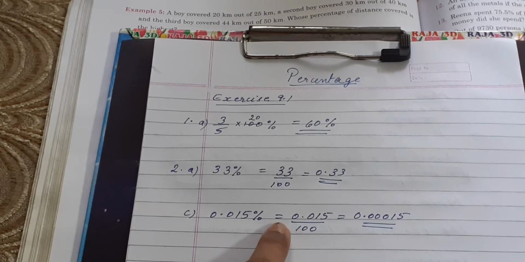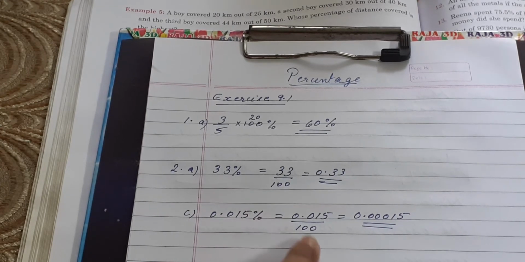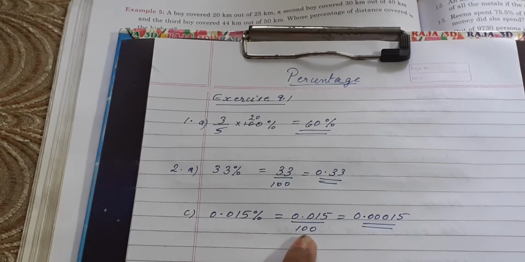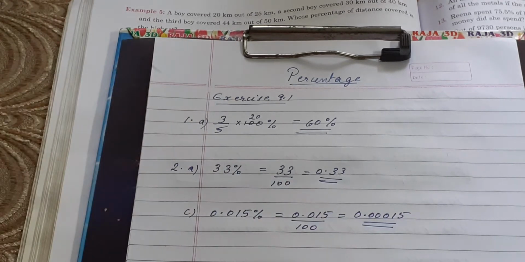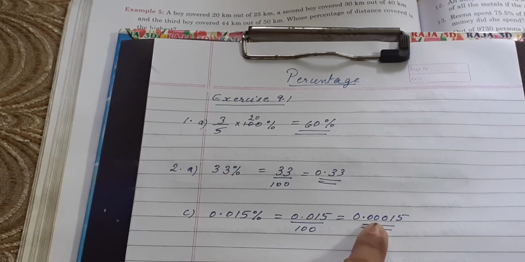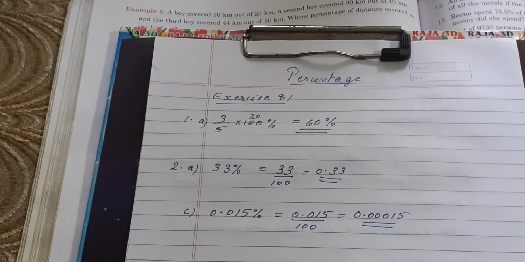Then question number C also we are doing. 0.015 percentage. So what to do? Remove the percentage sign and divide by 100. Now here the decimal point is already there. How to divide by 100? You have to shift this decimal point 2 places towards the left. So 2 more zeros we have to add. Like this we will get the result, 0.00015. Hope it is clear.